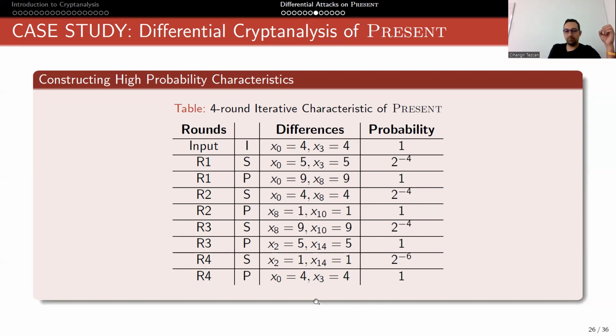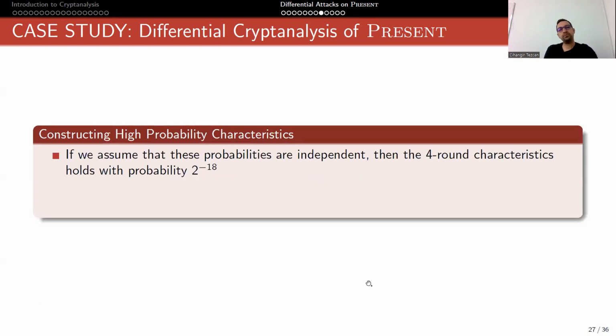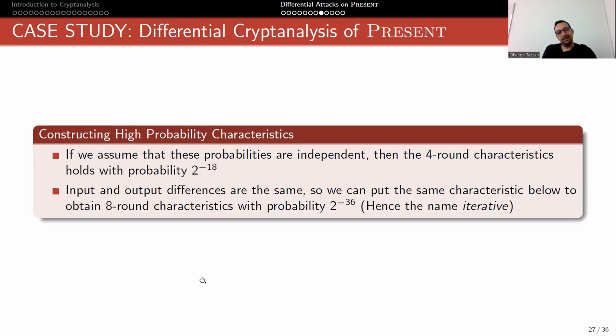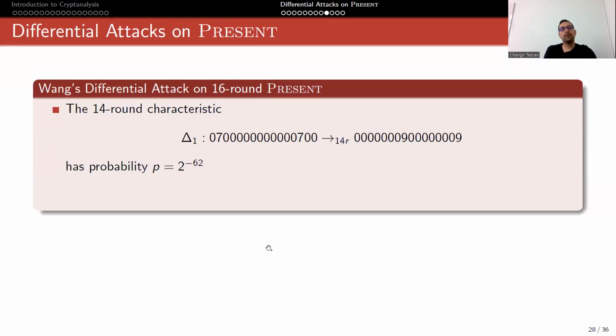So you can take this table, put it below itself, and say that now I have an 8-round distinguisher, saying that this input difference goes to that after 8 rounds of encryption, but now the probability will be 2 to the minus 36, which is the square of this value. So if you assume that these probabilities are independent, then the 4-round characteristic holds with probability 2 to the minus 18. Input and output differences are the same, so we can put the same characteristic below to obtain an 8-round characteristic with probability 2 to the minus 36, hence the name iterative.